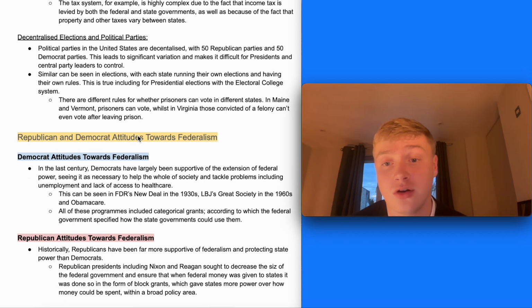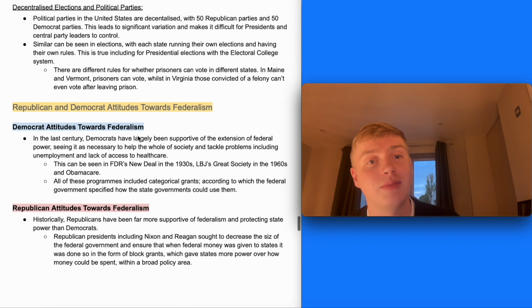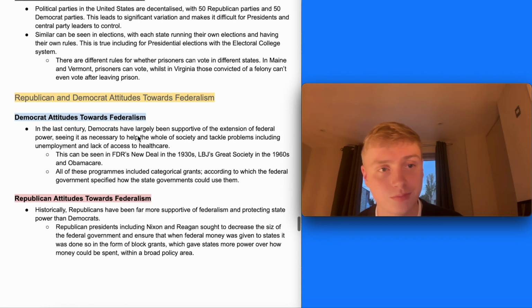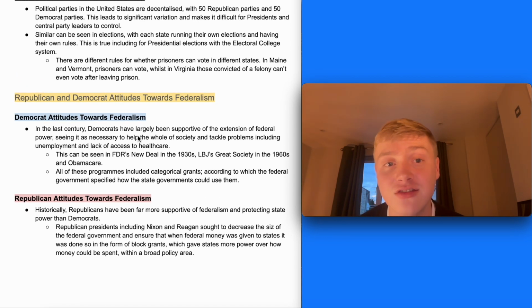And another consequence of federalism is decentralized elections and political parties. So in the US, political parties are decentralized, with 50 Republican parties and 50 Democrat parties, which leads to significant variation and makes it difficult for presidents and central party leaders to control. And this can be seen in elections as well, with each state running their own elections and having their own rules. This is true including for presidential elections, with the electoral college system.